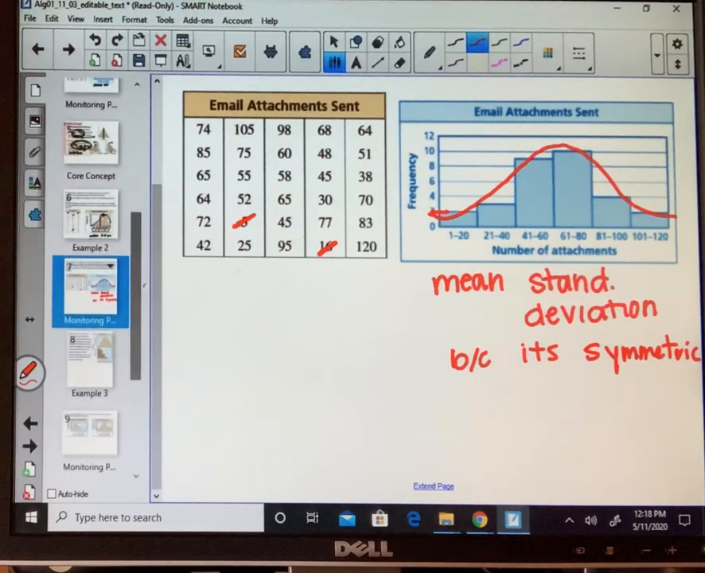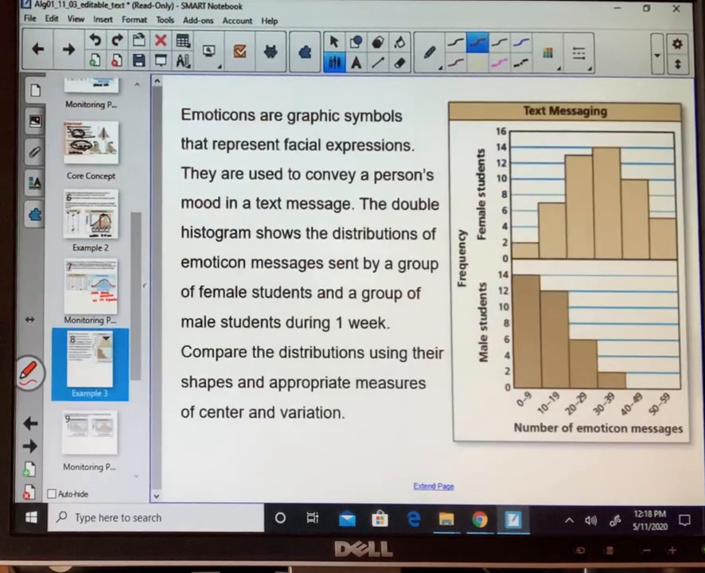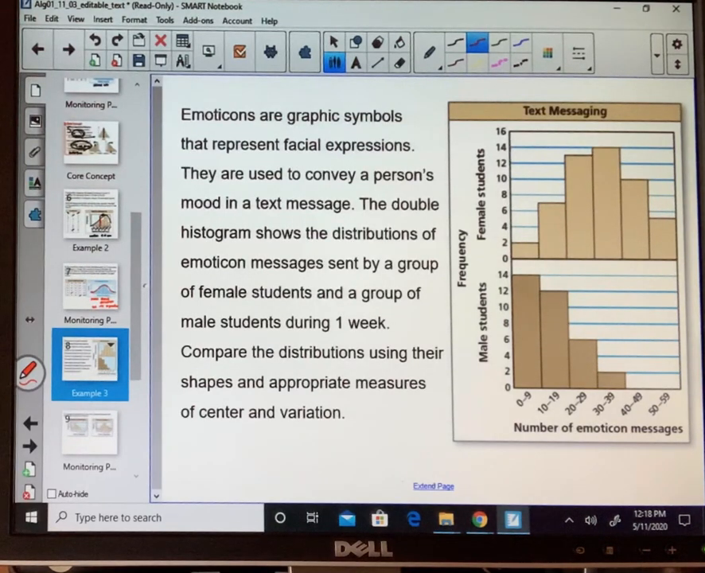So now we can also do this when we have 2 data sets. We can say, okay, emoticons, graphical symbols that represent facial expressions, are used to convey a person's mood in a text message. So just emojis, right? Emoticons. The double distribution shows 2 groups, 1 female group and 1 male group. Compare the distributions. So this is just how often do people use emojis, right?